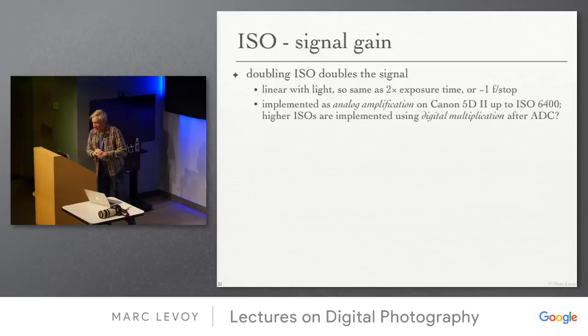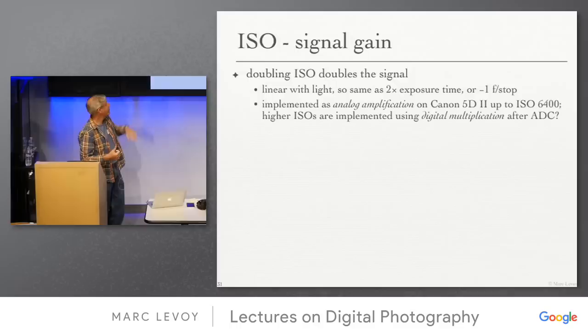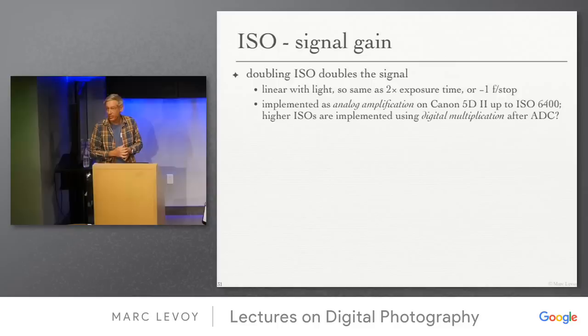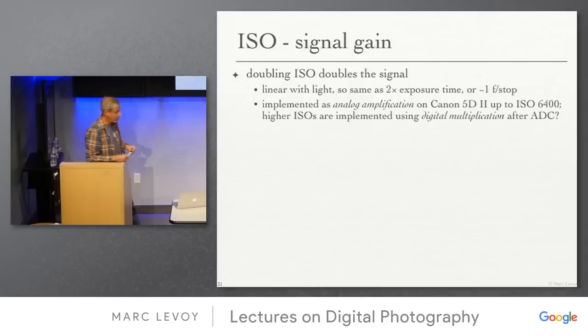So they don't publish this. Various people have tried to figure it out by looking at noise levels. And so for the Canon 5D Mark II, it's about ISO 6400 that is the limit of the analog gain. Above that, it's just multiplying numbers. I think it might be slightly higher for the 5D Mark III.